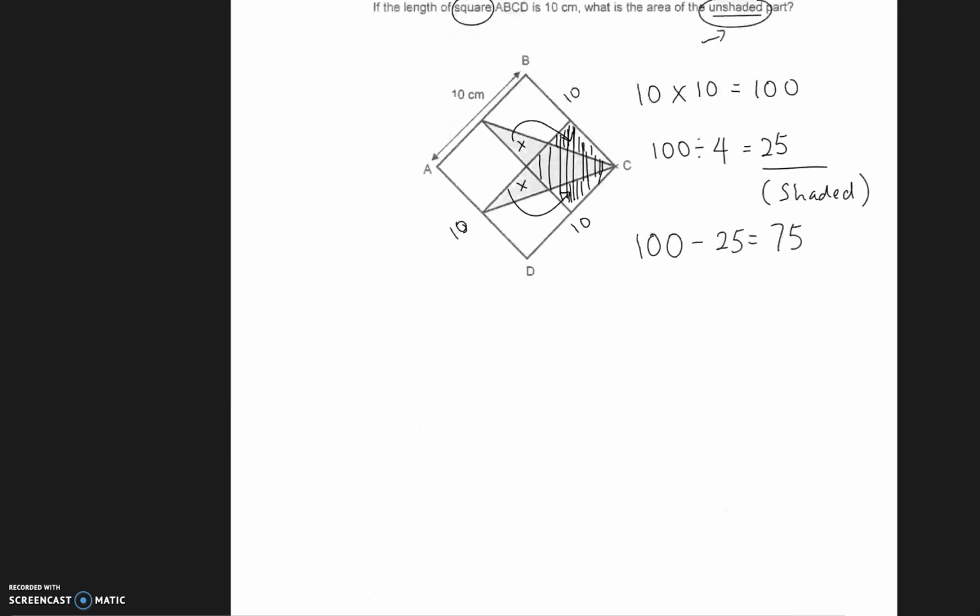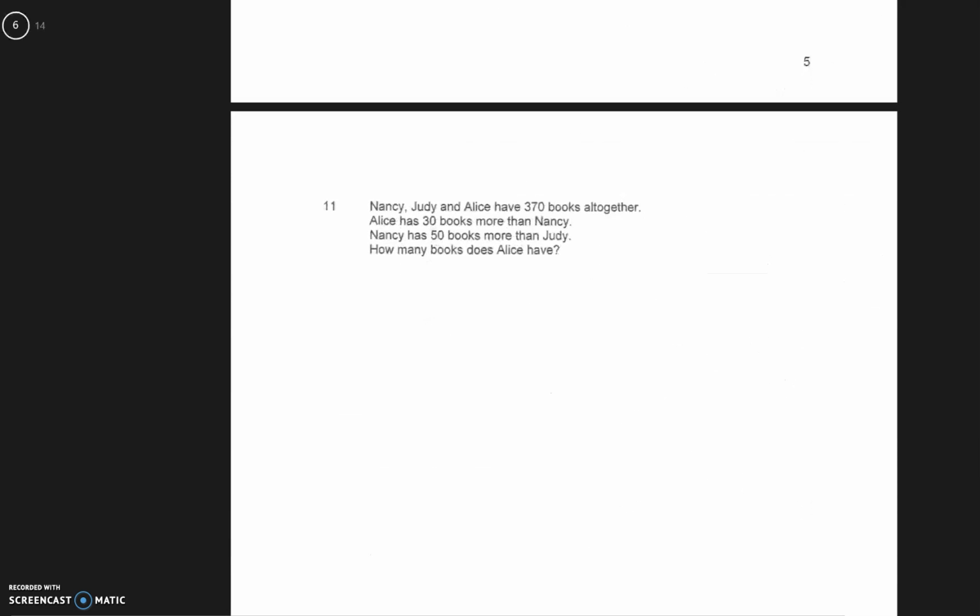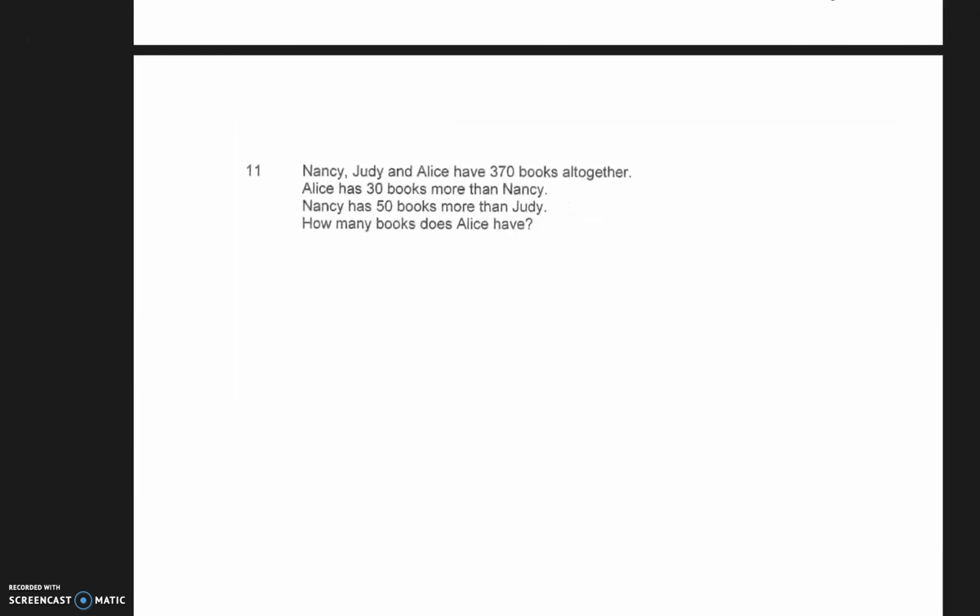Okay, so I got a feeling some of you or many of you will stop at this step because you are thinking I'm finding the shaded instead of the unshaded. So the 75 refers to the unshaded part. Alright, let's go on. Question 11. Okay, simple primary 3 question.